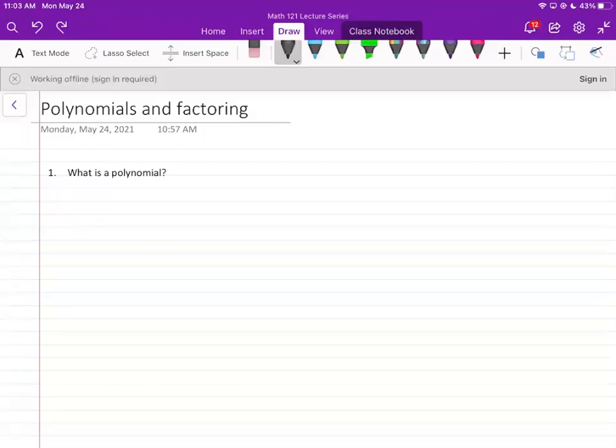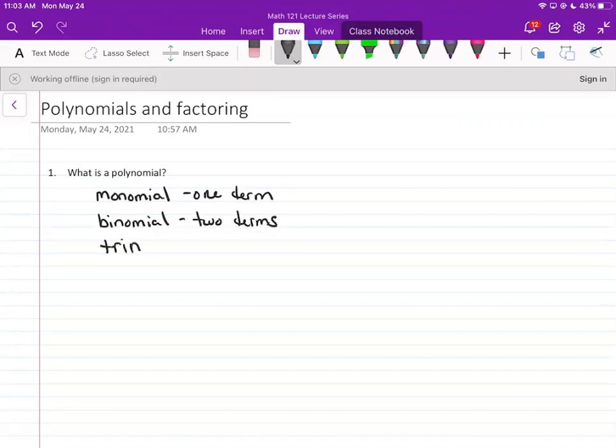A polynomial isn't simply an expression that has many terms. There are some special polynomials that you've probably heard of. A polynomial that just has one term is called a monomial. A polynomial with two terms is called a binomial. And then something that has three terms is called a trinomial.